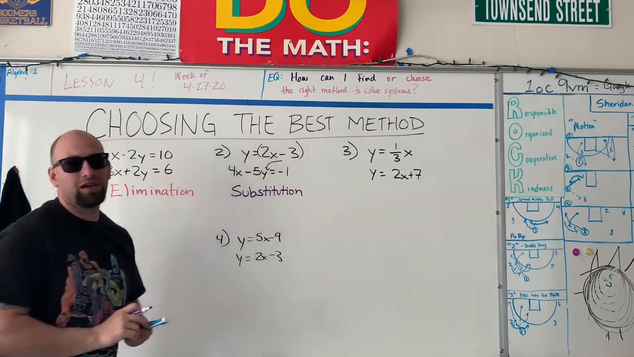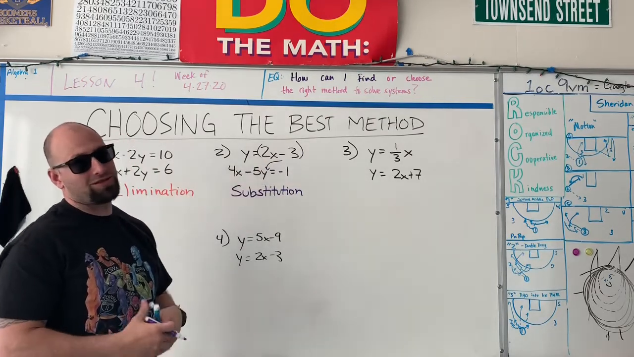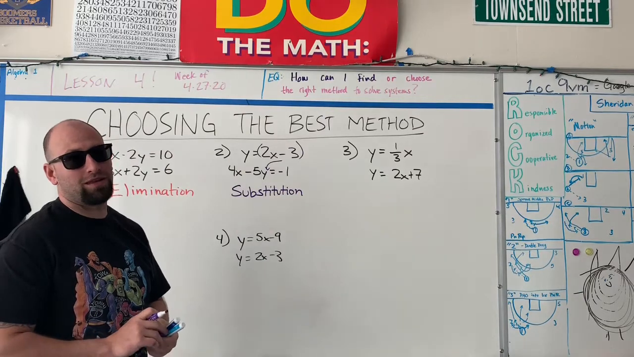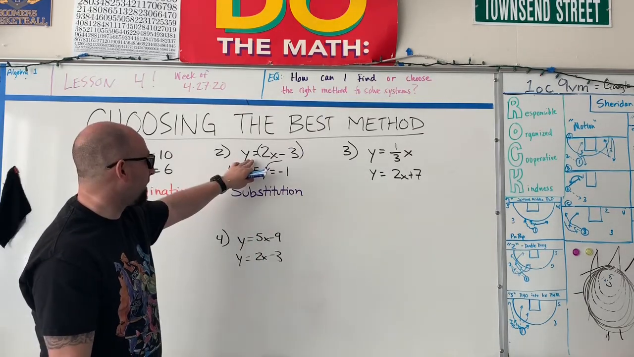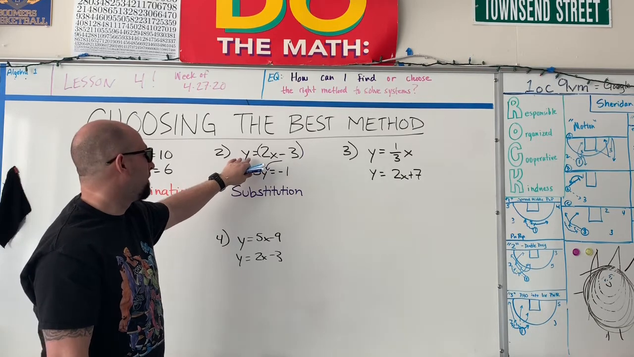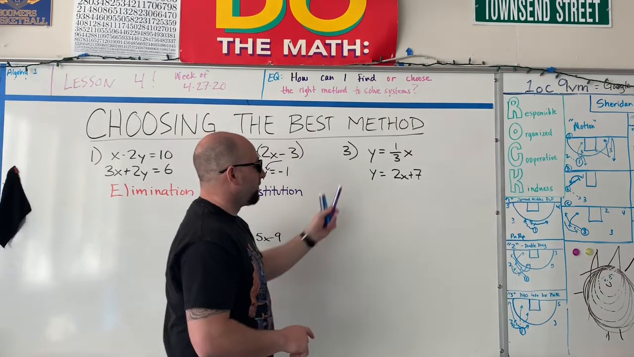Because if I was going to do any other method, I'd have to get this into slope-intercept form, which is a bunch of steps. Right how it is, I can just go right into substitution method, no problem, because I have one of the equations isolated into slope-intercept form. So y equals something, very simple, very easy. All right, moving on to number 3.